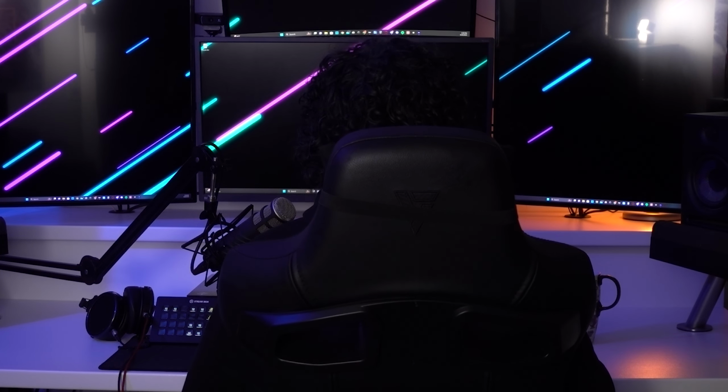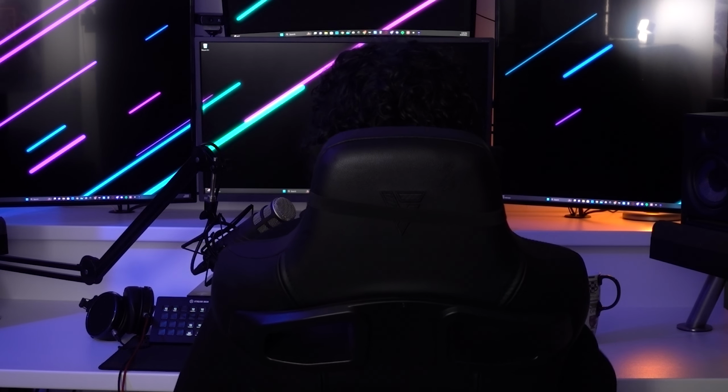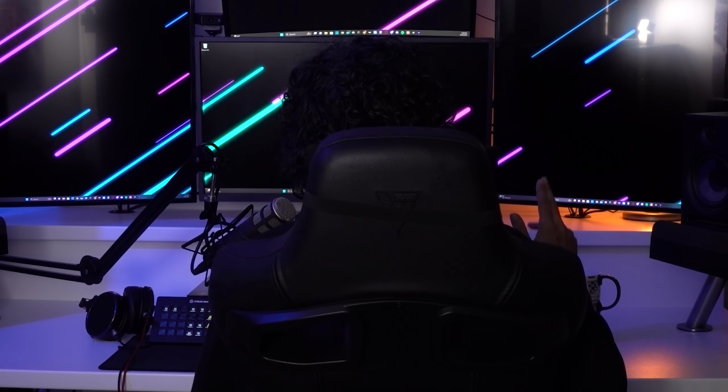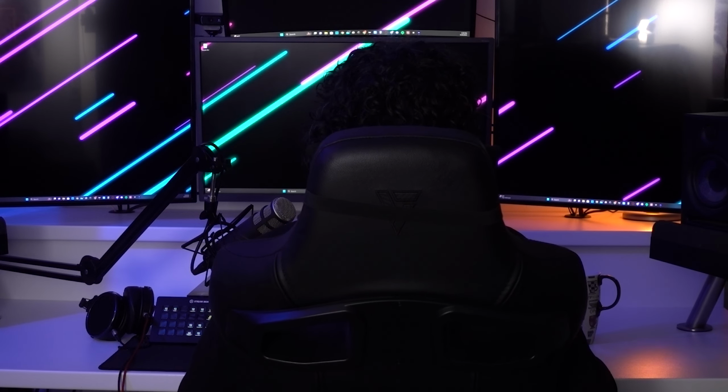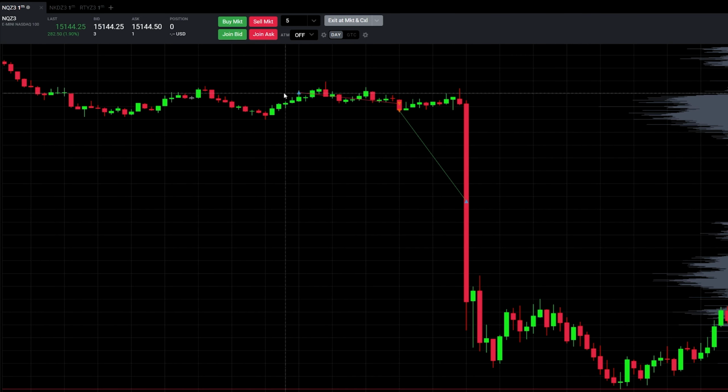So let's just go ahead and jump right into looking at, first off, the trade. Then we'll go to TradingView, and then we will watch the tick stream. So this is what the trade looked like this morning.